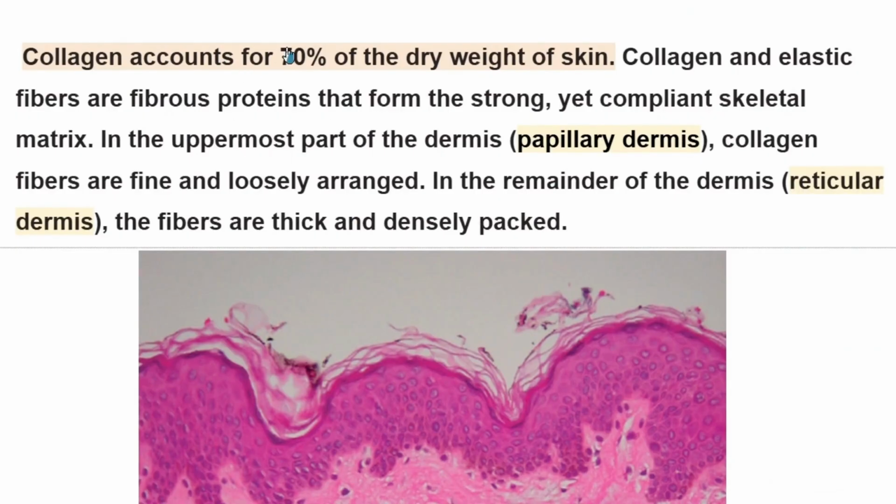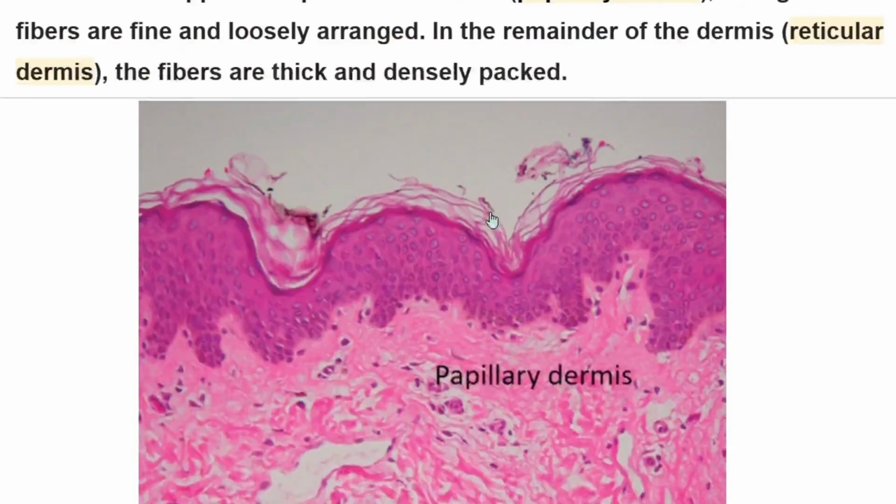Collagen accounts for 70% of the dry weight of skin. Collagen and elastic fibers are fibrous proteins that form the strong yet compliant skeletal matrix. In the uppermost part of the dermis, or papillary dermis, collagen fibers are fine and loosely arranged, and in the remainder of the dermis, or reticular dermis, the fibers are thick and densely packed.